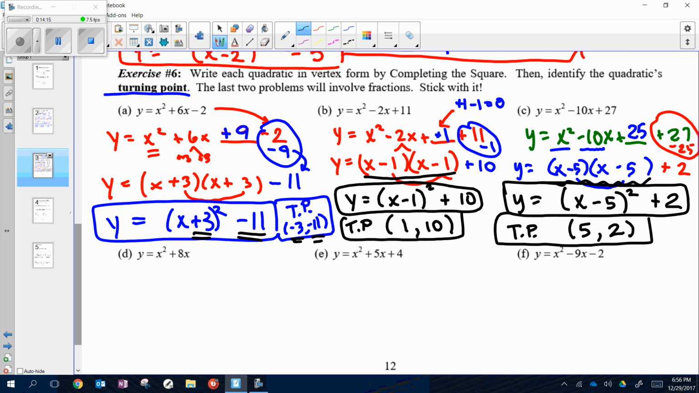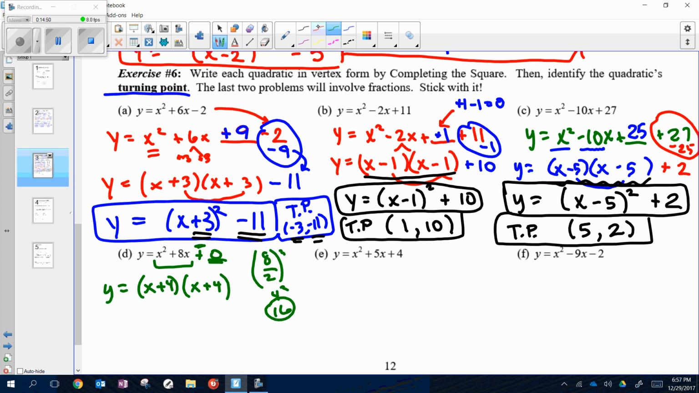Okay, this next one is a little bit weird because the constant is a 0. So all I really need to worry about are these two things. I got y equals, I'm going to start looking at my factors already because there's no blank there. There's no constant to worry about. It's just going to be x and x, plus 4, plus 4. So I'm splitting the 8 in half. Squaring that is 4 squared, 16 is my number I needed to add in.